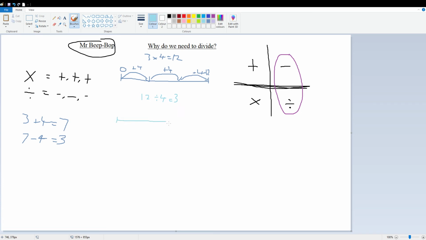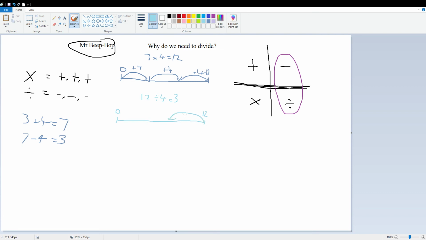Again, because it's the same number line, we're going to have the same start and finish, so 0 and 12. Now, if this is linked with subtraction, then we're going to be going back. How do we get this answer? What does this actually represent? If this is counting how many times we're adding 4, then maybe this is counting how many times we're subtracting 4. So let's try subtracting 4.